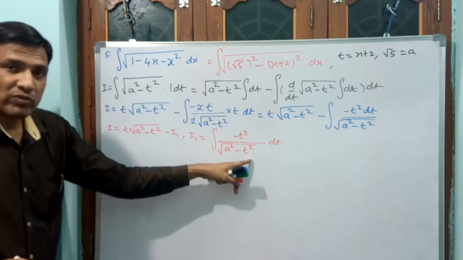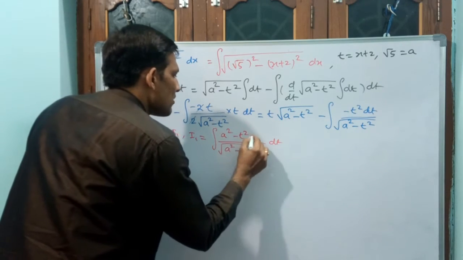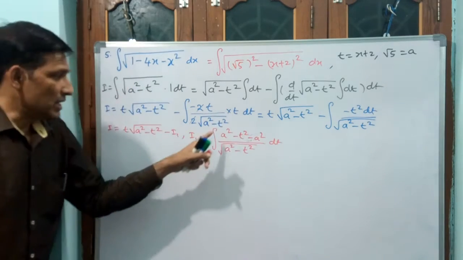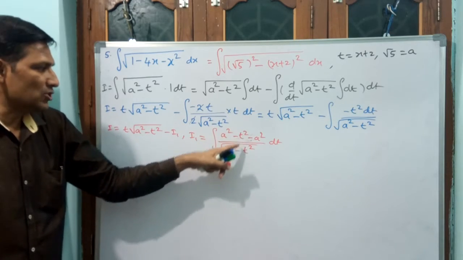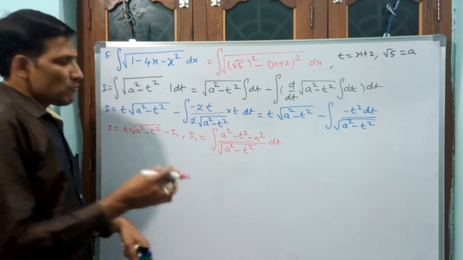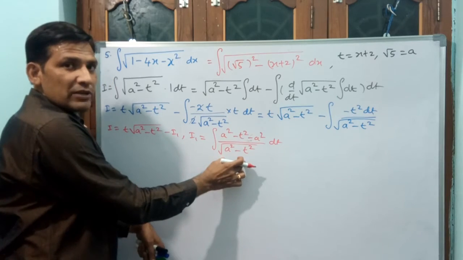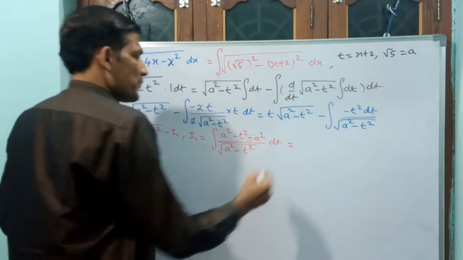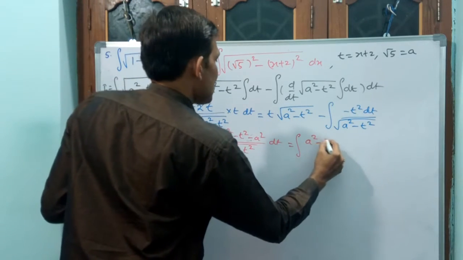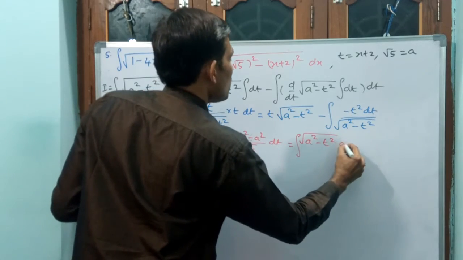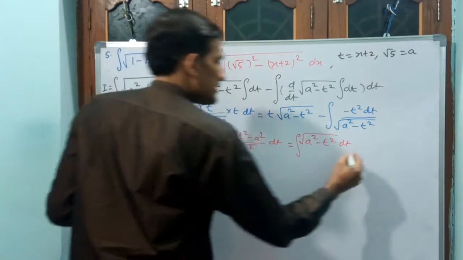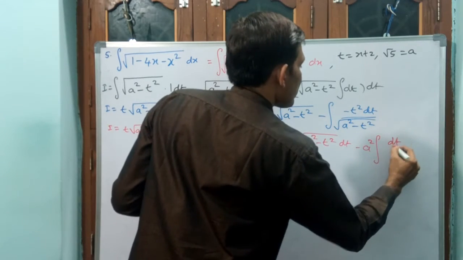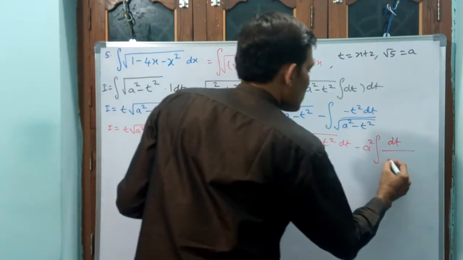See here a square minus t square is there. What I am doing, you see, a square minus a square. Is it okay? A square minus a square are going to cancel each other. Minus t square, the same thing will happen. But what I am going to do, in the numerator I am going to separate minus a square something. You see what I am doing? That is equal to integral of square root of a square minus t square, minus a square integral dt by square root of a square minus t square.